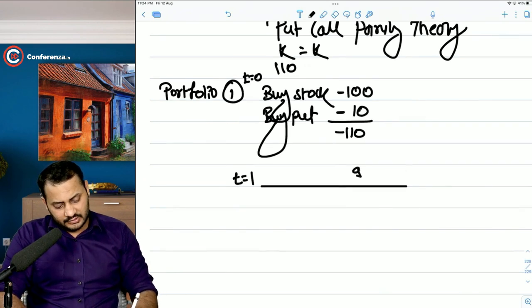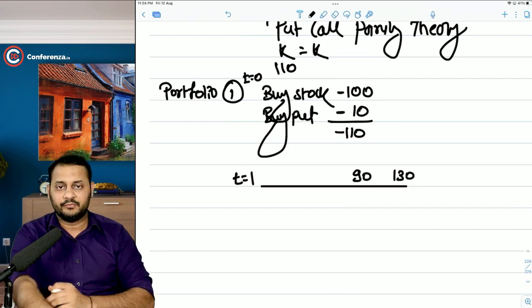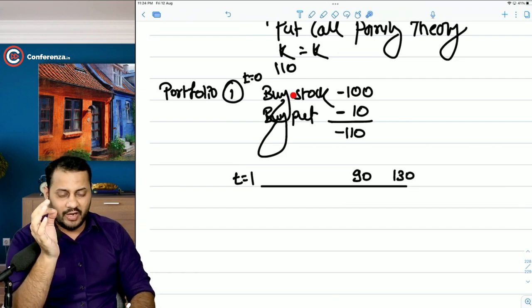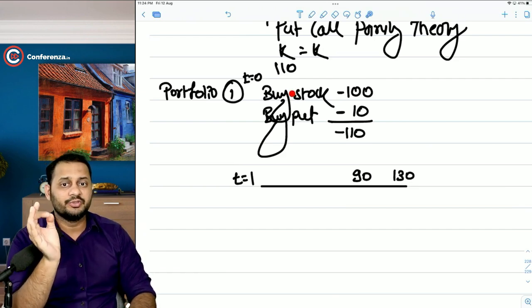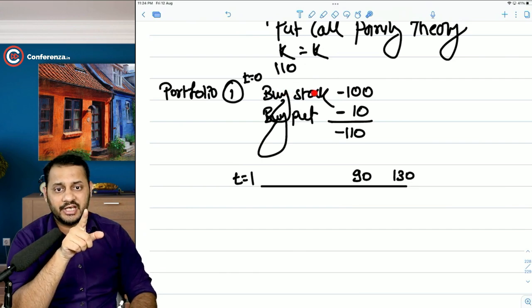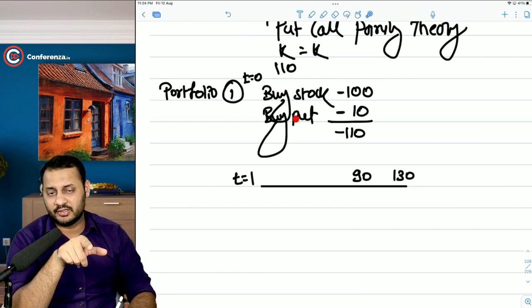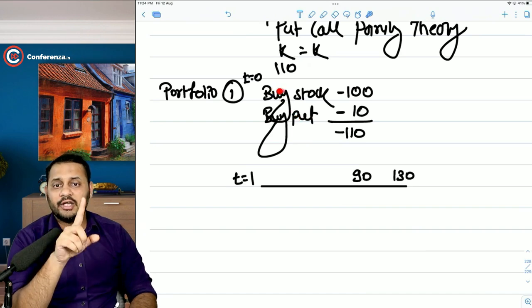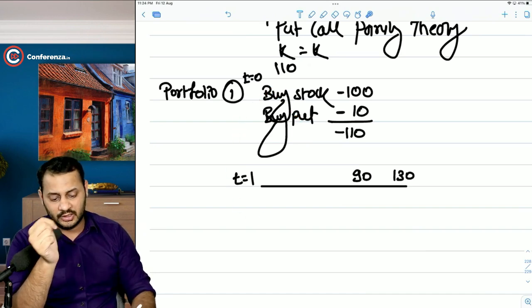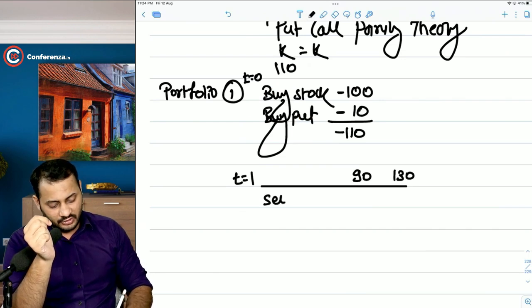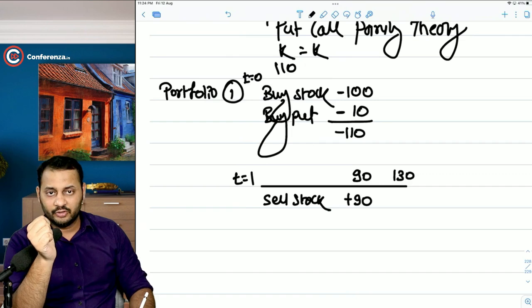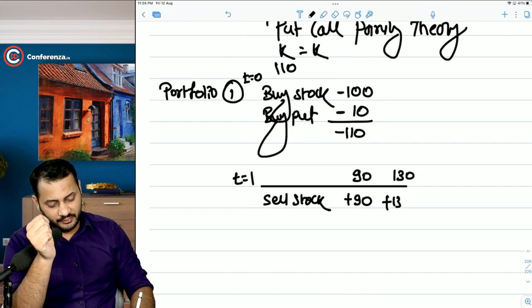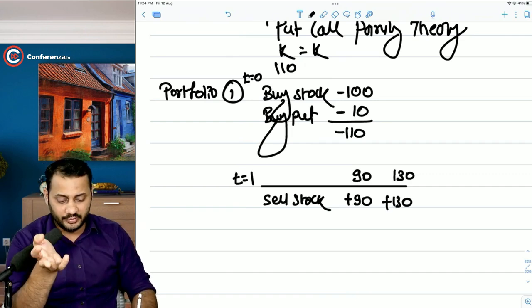Let's take it as 90 and 130. What will happen? You have open positions in both markets. This is the cash market. This is the derivative market. You will have to close the position in both markets. The stock that you bought earlier will be sold now. So you will sell the stock. The moment you sell the stock, you will receive 90 rupees. In this case, if the price is 130, you will receive 130 rupees.